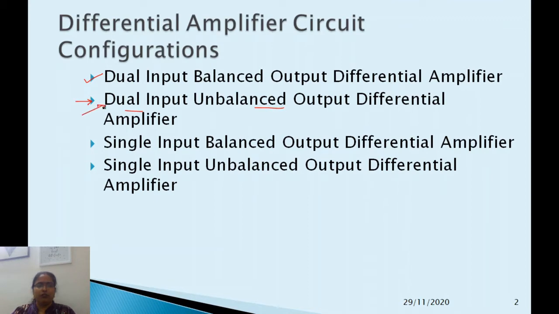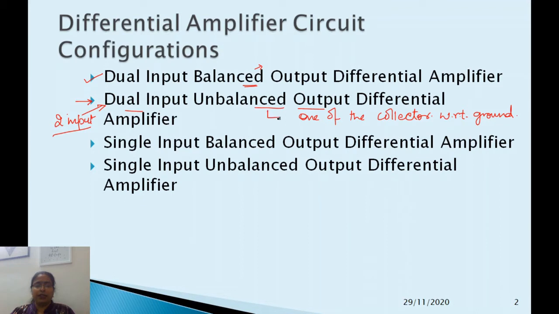Dual input means we will be using two inputs which will be applied at the base of the two transistors used in the differential amplifier circuit, and the output will be taken from one of the collectors. In the balanced mode we were taking the output from both the collectors, but here we are taking the output from one of the collectors with respect to the ground. That's why it is called unbalanced and dual input.